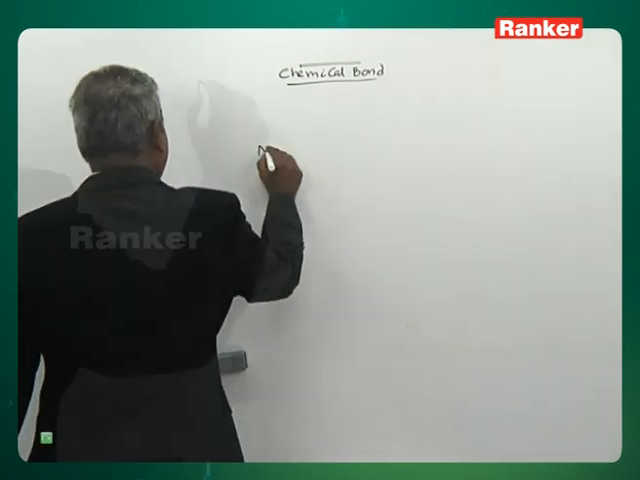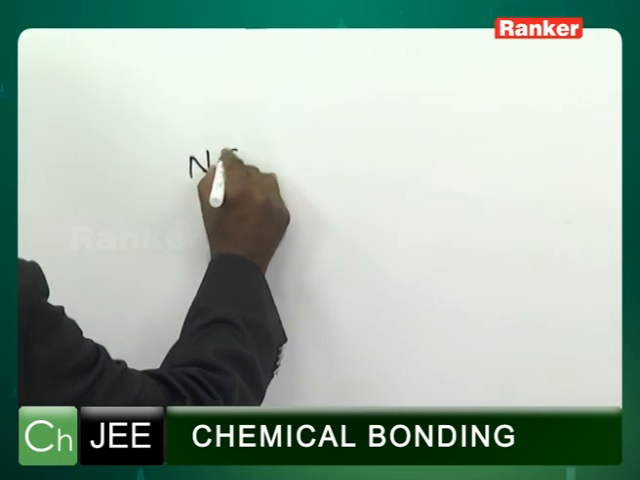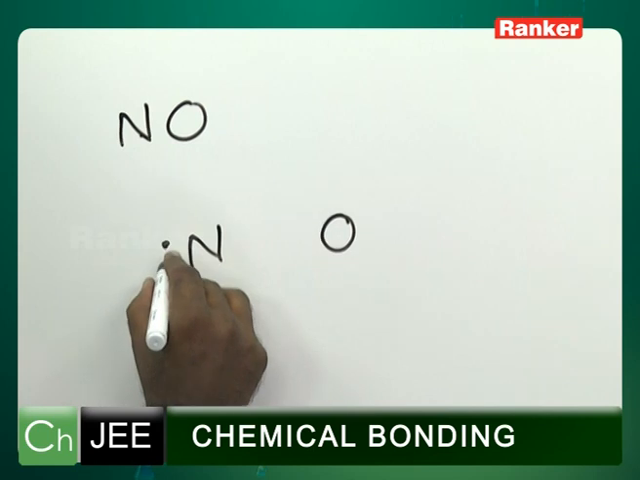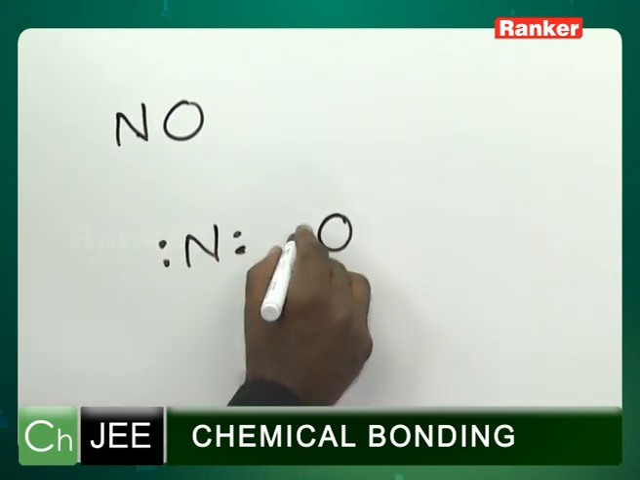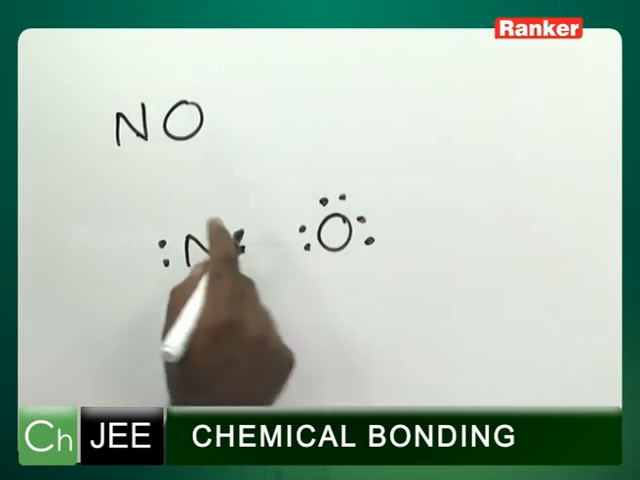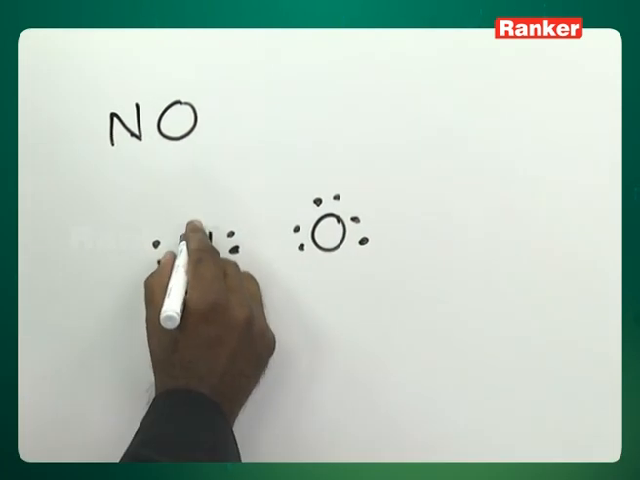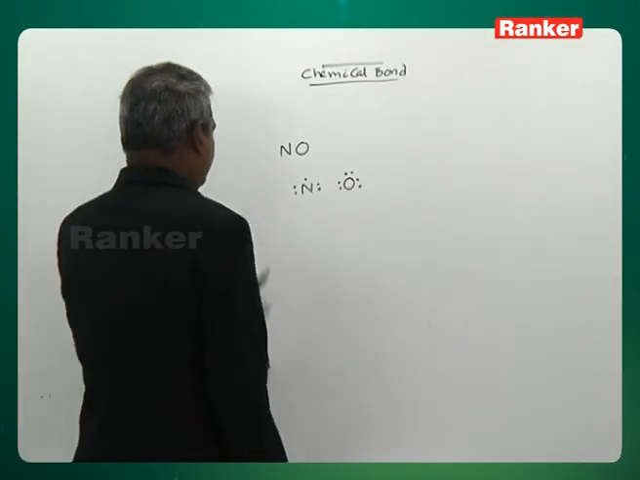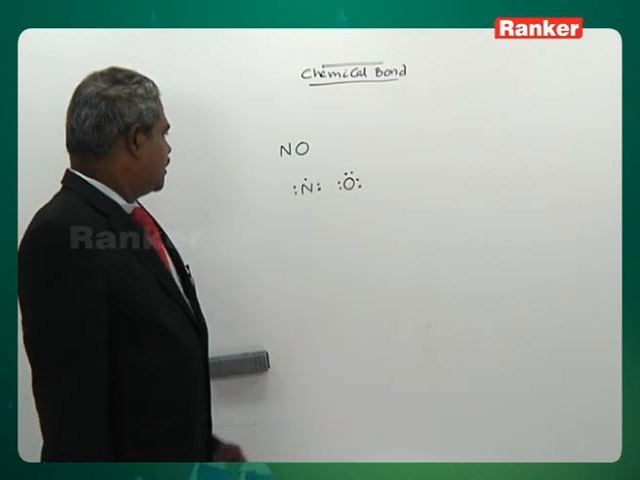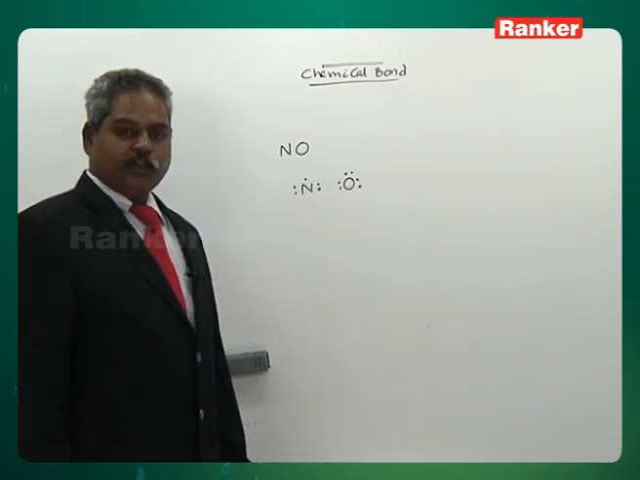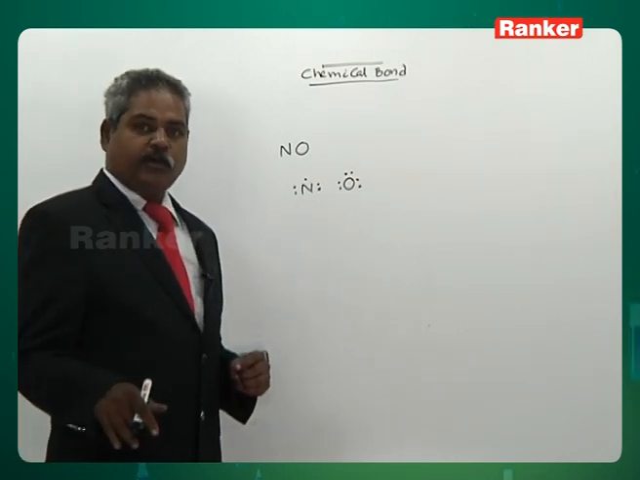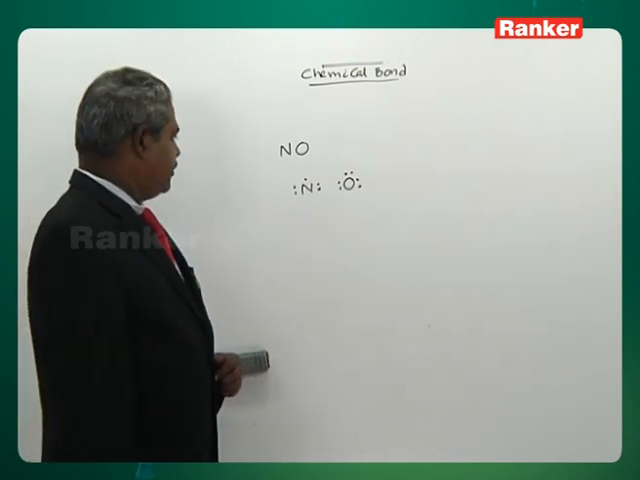Let us try to find it out from the Lewis dot form of NO. Nitrogen, oxygen, 1, 2, 3, 4, 1, 2, 3, 4, 5, 6. Nitrogen is in the 5th group, 5 valence electrons, oxygen 6. Nitric oxide NO, what is the bond order? 15 electrons. We have seen that it is 2.5. Now I am explaining why that is 2.5 using VBT.